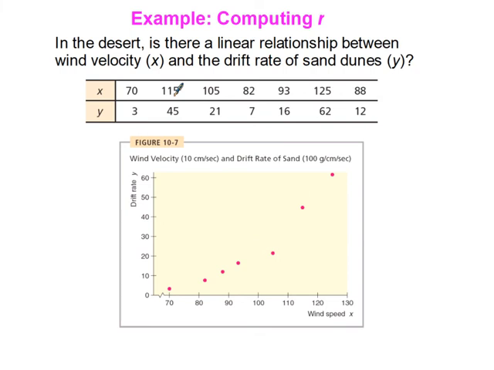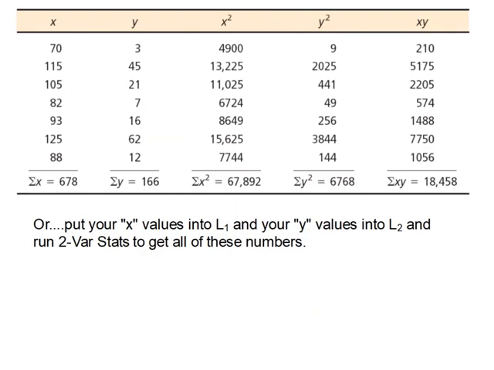I made a scatter plot of this. X is my exploratory axis here. I put my wind speeds. Y is my response variable, and that's my drift rates. And I plotted these, and it looks like they've got a positive linear correlation. I think I could fit a pretty decent line in there.